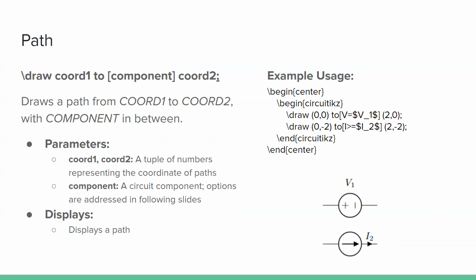Furthermore, you can also put things before the equal mark to define the sign or the orientation of a source. For example, by saying I greater than equal to I2, we see that we are able to draw a current I2 going through the current source. And this kind of syntax also differs from component to component, which will take a little more exploration. But you can refer back to the documentation if you need anything.